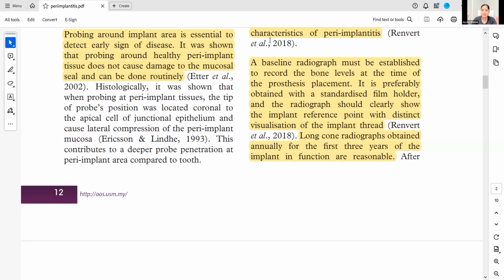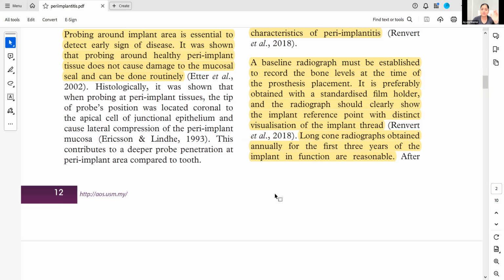Then obtain the x-ray, and then mark and identify the landmark on the implant fixture, the thread actually, which correlates with the bone level. So that when you obtain future radiographs, you can match and correlate the existing bone levels and see whether there is a progression of bone loss or not. So you should obtain a radiograph annually for the first 3 years of the implant function. Every year, at least one radiograph should be taken, whether symptoms are present or not.